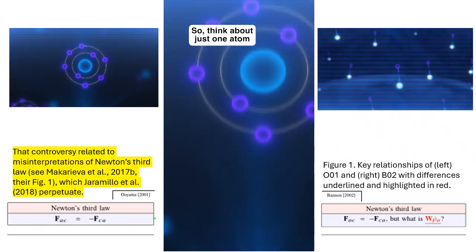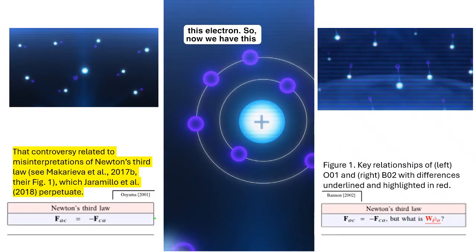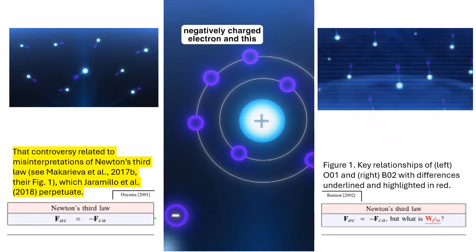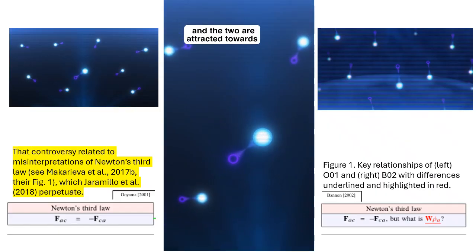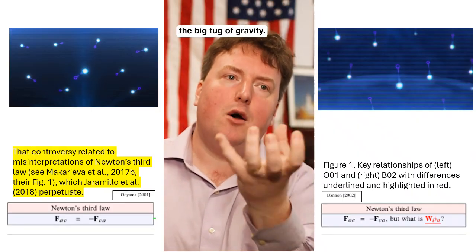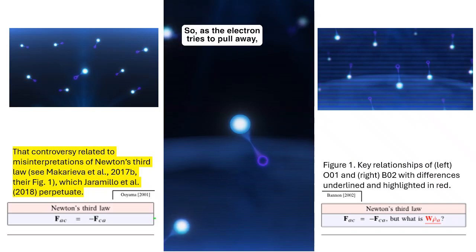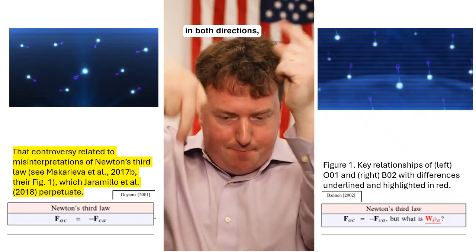So think about just one atom. Here it is. The sun shines on it, it breaks off this electron. So now we have this negatively charged electron and this positively charged ion, and the two are attracted towards each other. The electron would happily escape all by itself, but the ion still feels the big tug of gravity. So as the electron tries to pull away, the electric force forms between the two to restrain it, to keep it from escaping. And it also helps pull the ion upwards. The field works in both directions.